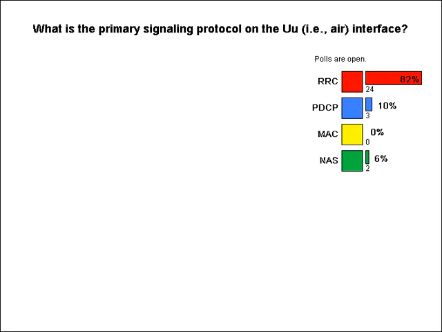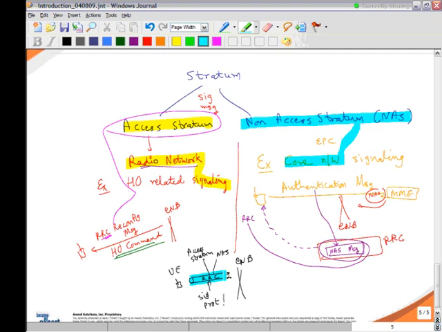About 80% correct answer. So RRC. Okay, that is the correct answer. So as far as the air interface is concerned, we rely upon the RRC layer. And I mentioned just a few minutes ago that as far as the air interface is concerned, we use the help of this RRC layer. It's the signaling protocol. So it helps us send out not only the access stratum message, but also the non-access stratum. So both are carried by the RRC signaling. Okay. Very good. Thanks for participation.